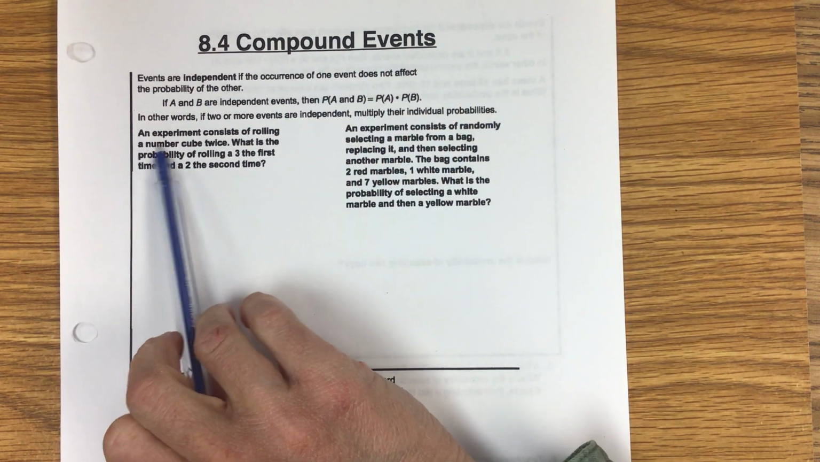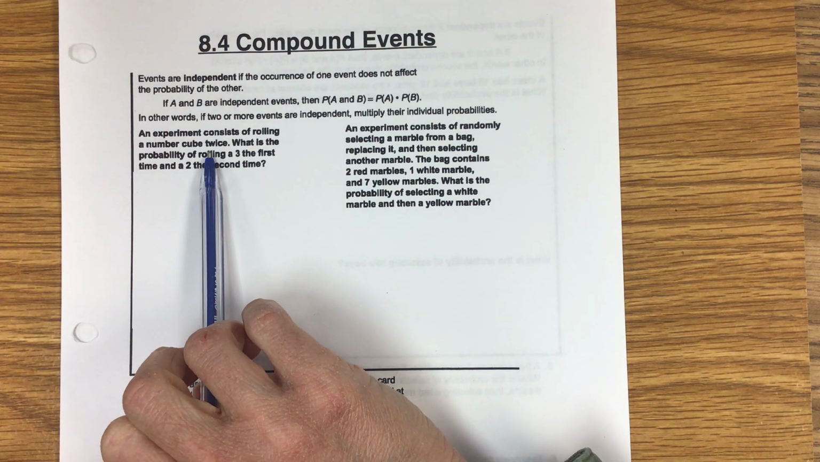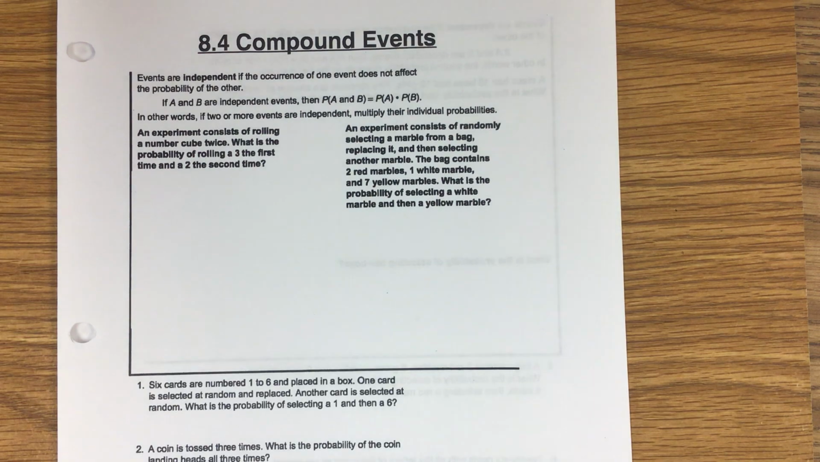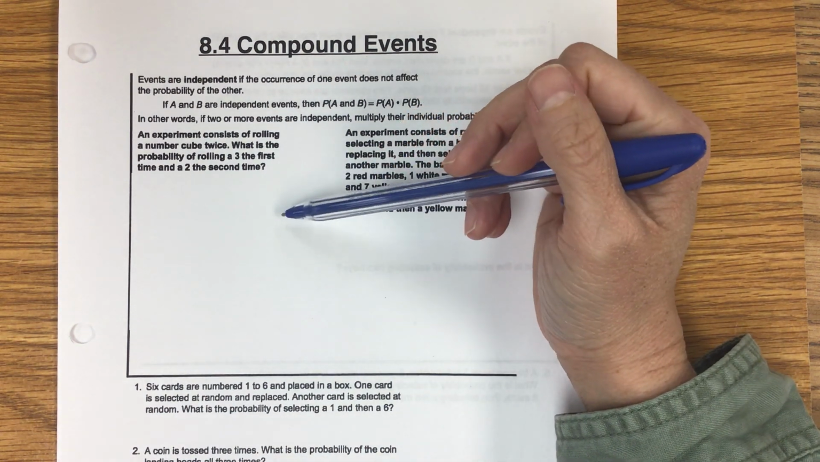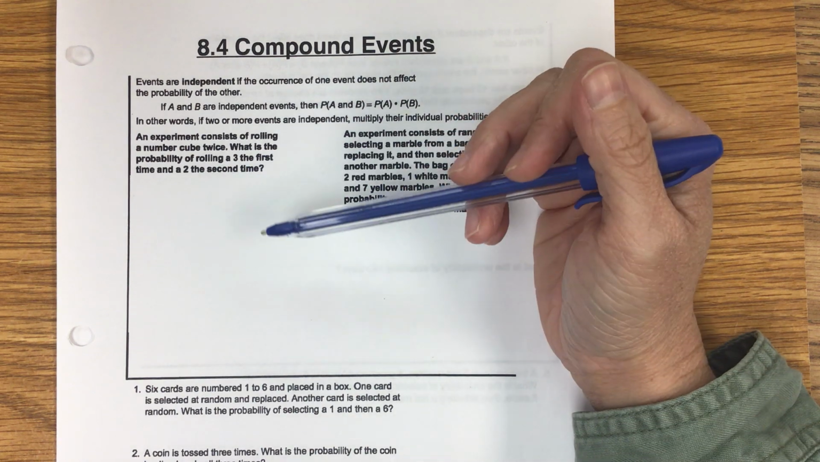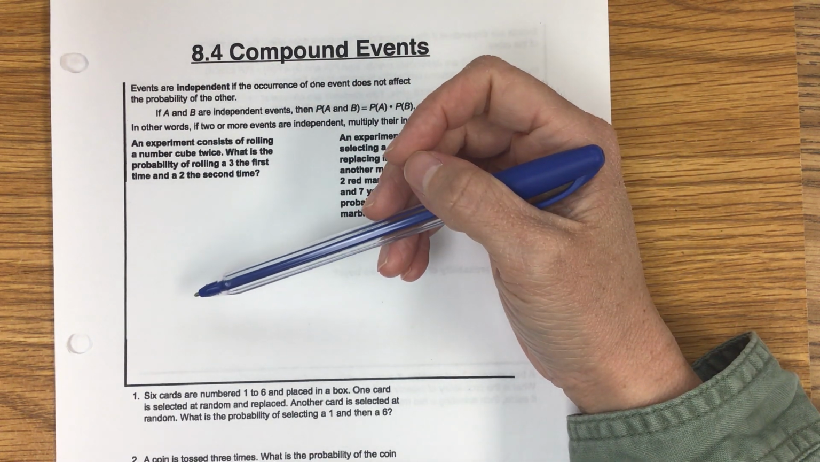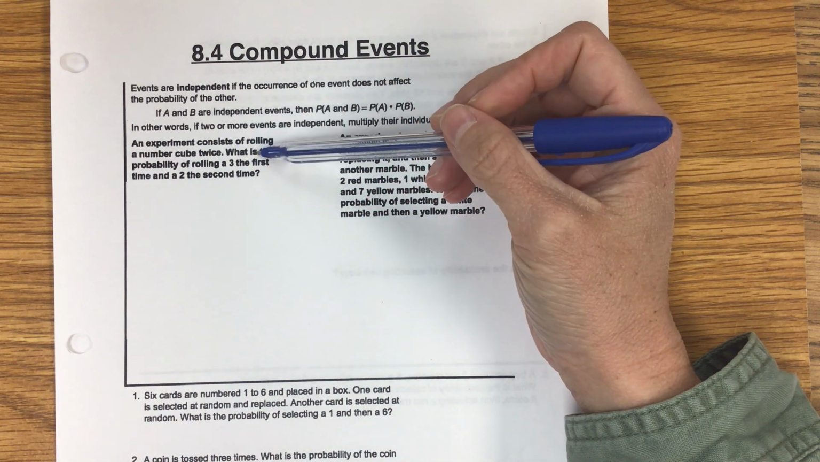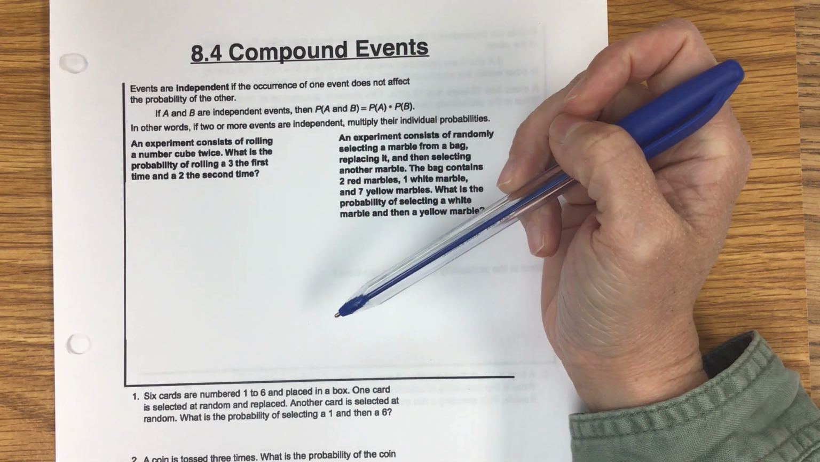examples here. It says an experiment consists of rolling a number cube twice. So that's taking one die, rolling it, and then rolling it again. When you roll it again, it doesn't know that you rolled a 1 or a 2 or a 3 the first time. It just rolls whatever it wants to roll the second time. So whatever happens that first time has no effect on the second roll. It says, what is the probability of rolling a 3 the first time and a 2 the second time?